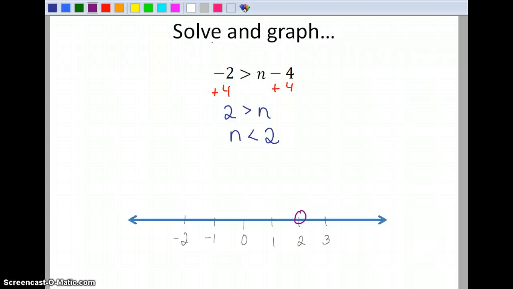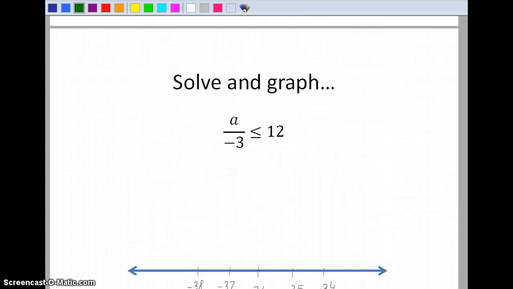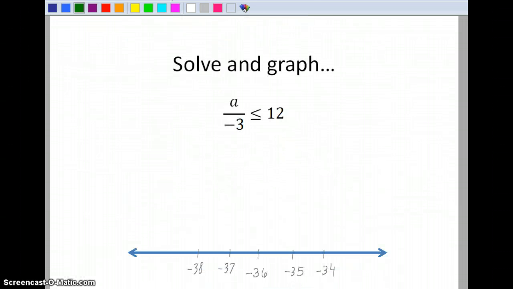Now I've got to ask myself a question. Is 3 less than 2? No. Is 1 less than 2? Yes. So I'm going to shade to the left.